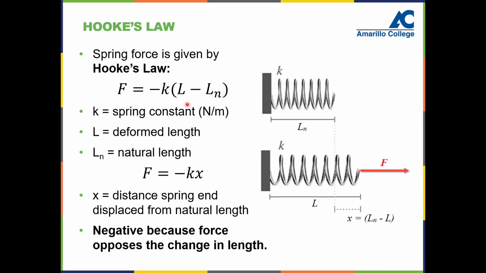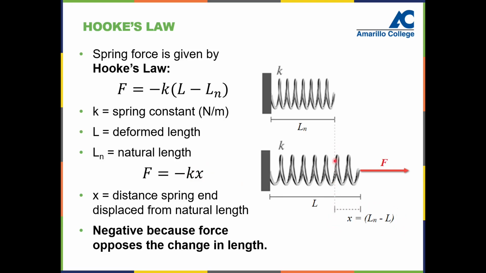And then finally, we have L minus L sub n. L is the deformed length, so this may be shorter or longer than the natural length, depending on compression or elongation. And then we have L sub n, which is the natural length. A lot of times, you'll classically see Hooke's law given as the force is equal to negative kx, where x is defined as that same displacement.